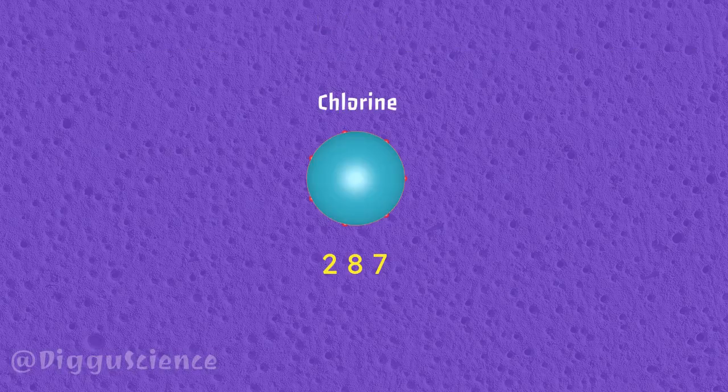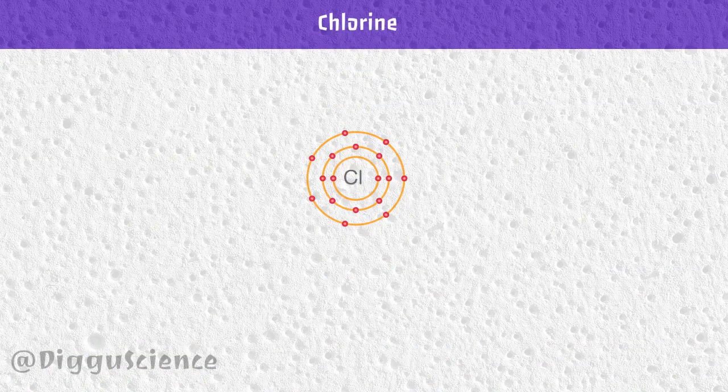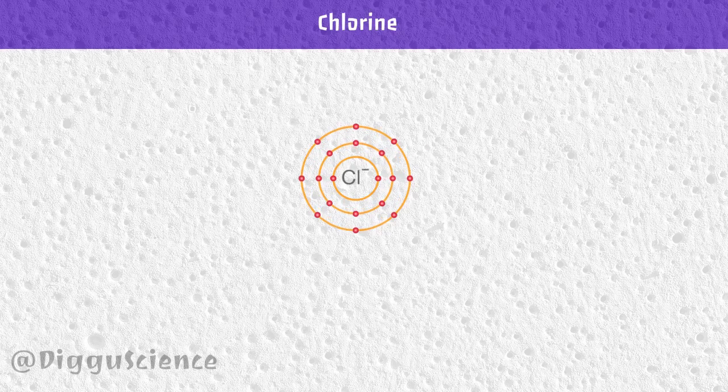Another atom, the chlorine atom, has an electron configuration of 2 8 7. The chlorine atom has 3 electron shells. The number of electrons in the outer shell is 7. The valence electrons of chlorine are 7. The chlorine atom is also not a stable atom. To be stable, the chlorine atom must gain 1 electron to become a Cl- ion.